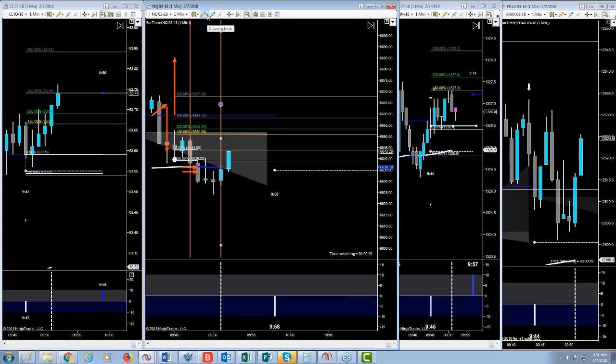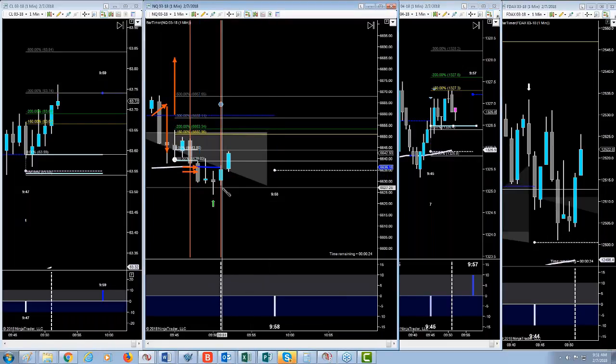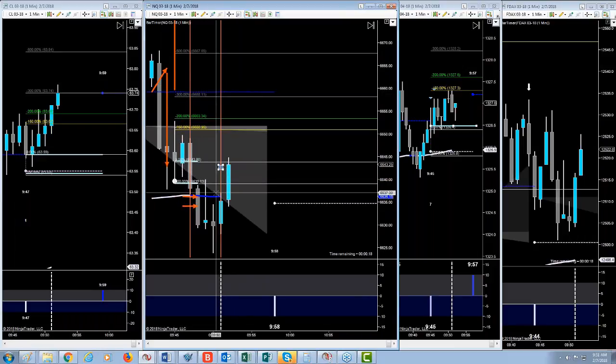NQ has a pattern 4 just before it, Nathan, so you would be entering short 3 ticks above the high of the candle. 1, 2, 3. Should be down here. That trade would be stopped out if you entered short just now.